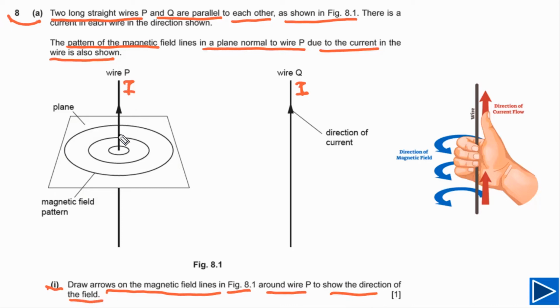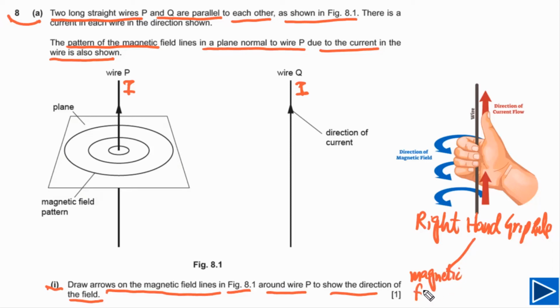So in this case, we have the direction of current. We need to find the direction of the magnetic field. So we have to use the right-hand grip rule. So let's try to understand a little bit about the right-hand grip rule. Right-hand grip rule means you have to use your right hand, and the right hand can be used to find the direction of the magnetic field. It can be used to find the direction of the magnetic field, or it can be used to find the direction of conventional current.